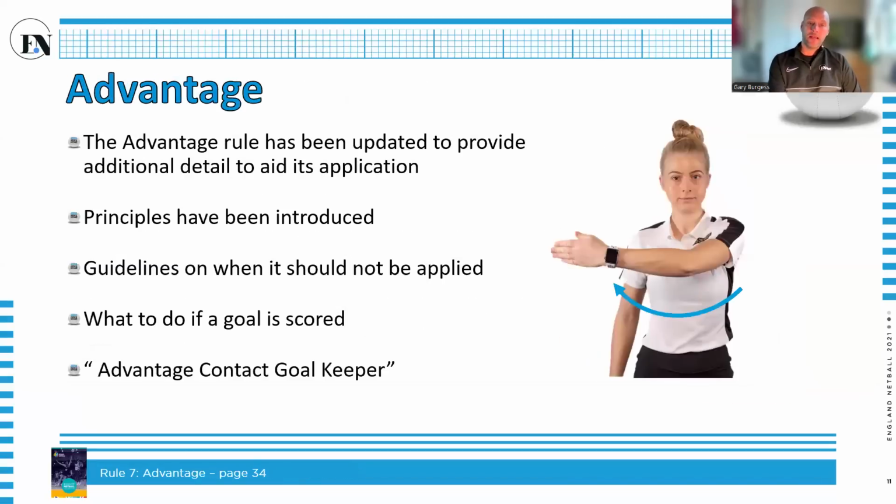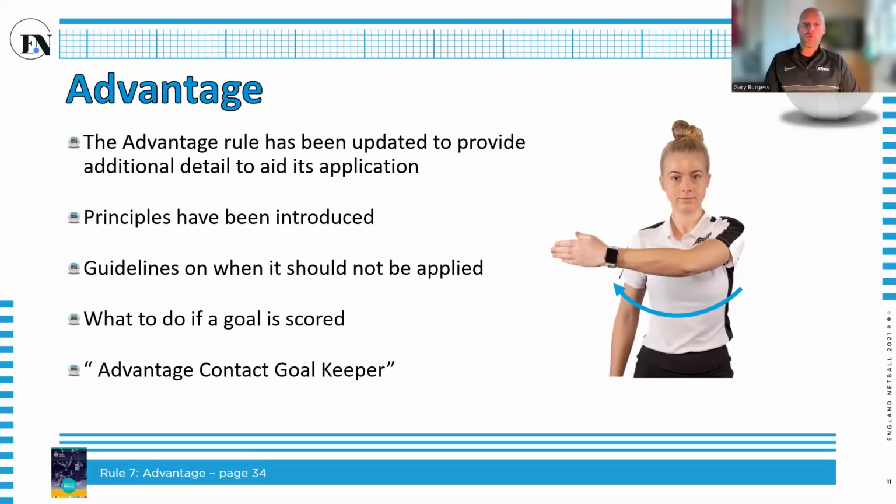Okay. Now, the advantage rule has been restructured, and the key updates relate more to the teaching and assessment of umpires. So if you're an officiating assessor or a tutor, or an umpire specifically, you should take time to familiarize yourself with the specifics in this area. More specifically, principles have been introduced, and guidelines have been given on when advantage should and should not be applied. For instance, advantage really should not be played on game management incidences, which we will talk about later on. There's also an extra piece in the advantage rule of what to do and what to say if a goal is scored.